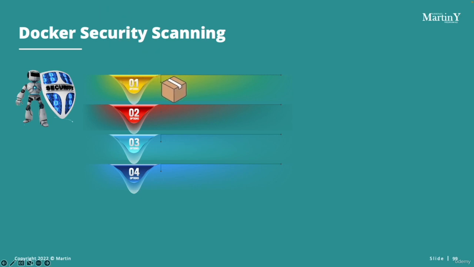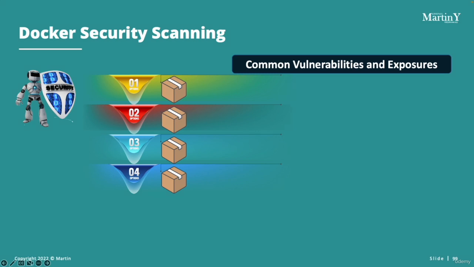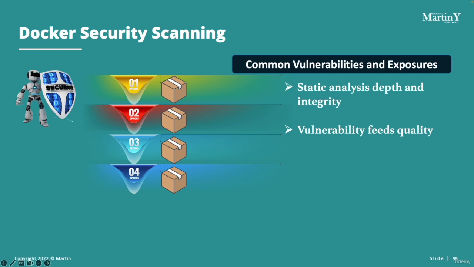We're inspecting those binary packages layer by layer against a list of common vulnerabilities and exposures databases. The scanning tool's effectiveness depends on two main capabilities: the static analysis depth and integrity, where the scanner discovers the image's inner layers and the nature of those layers, and the vulnerability feed's quality. This indicates the coverage and how much the vulnerability list needs to be updated.